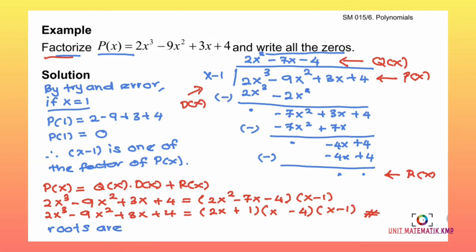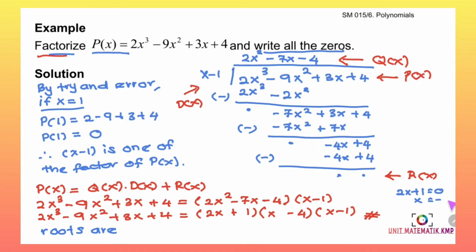Okay, to find roots, we just take 2x plus 1 equal to 0. So x is equal to negative 1 over 2. So roots are x equal to negative 1 over 2. Okay, next here we have x equal to 4, and the last one is x equal to 1.